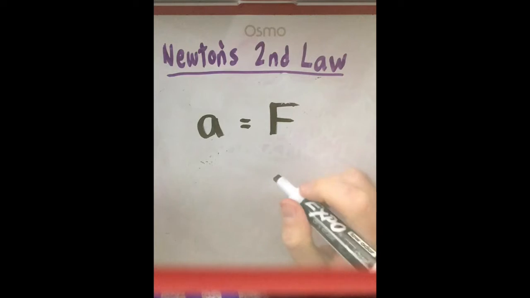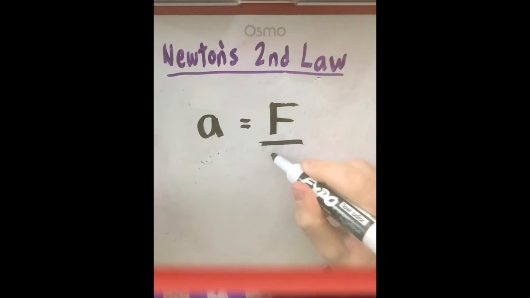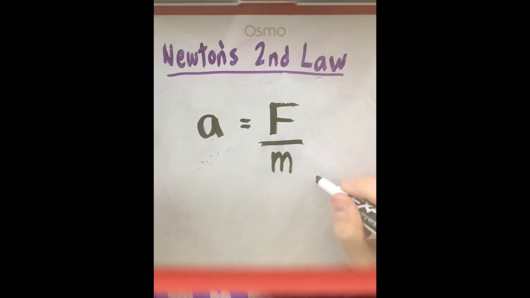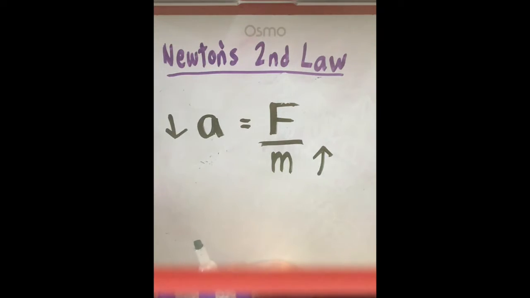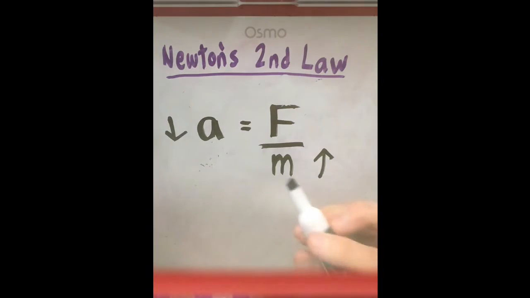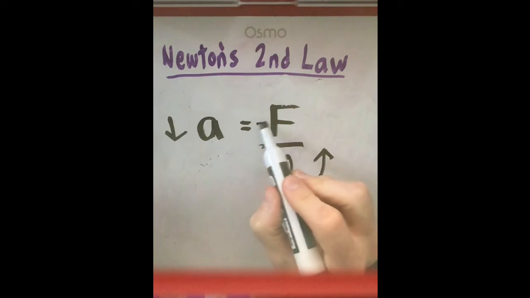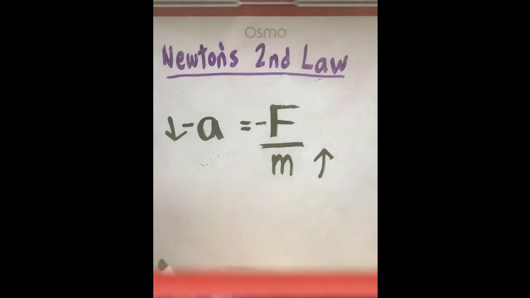Instead, let's try division. If we put the mass as the denominator, then as the mass gets bigger, the acceleration gets smaller. And this matches what we observed in the simulation. The acceleration won't be negative unless the force is negative. So that all works. Even the unit works.